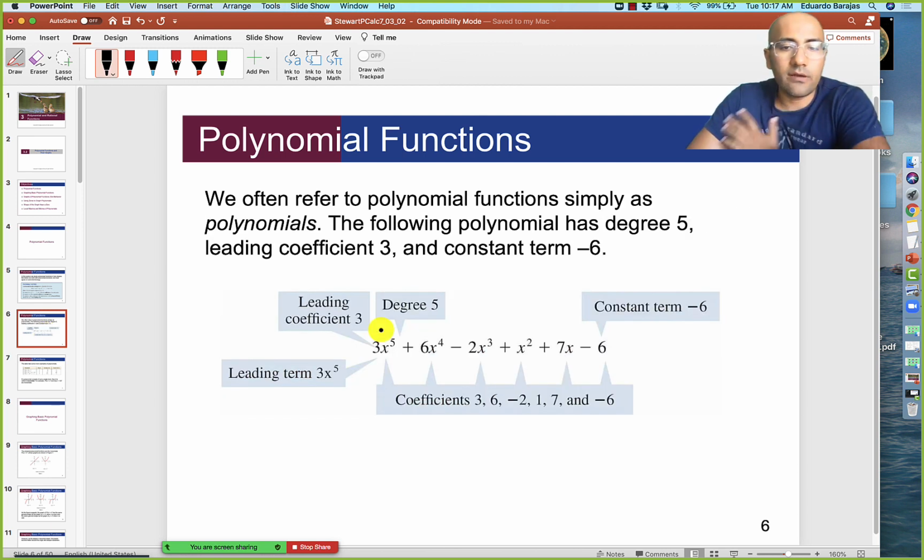So here's an example of a polynomial of degree 5, right, since it's the largest exponent. Notice that this is all in one variable. We're only using the letter x in this case. The leading coefficient is a 3. The leading term is this little product of 3 times x to the 5th power. The 3, the 6, the minus 2, the 1, the 7, and the minus 6 are all coefficients. And the constant term is this last one of minus 6. Good. So this is a polynomial of one variable, of degree 5 in one variable.